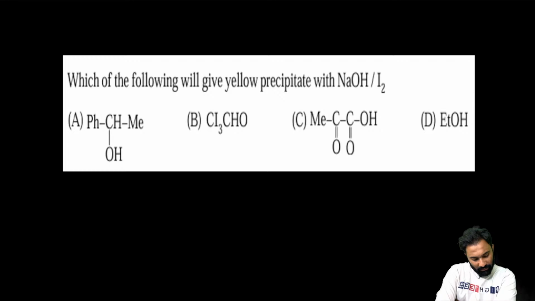Which of the following will give yellow color precipitate with NaOH and I2?